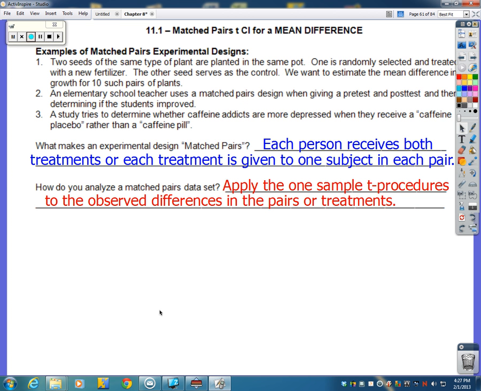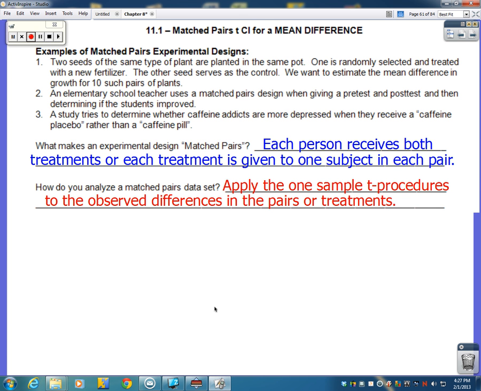So, a matched pairs design. Here are some examples of a matched pairs experimental design. We could say two seeds of the same type of plant are planted in the same pot. One is randomly selected and treated with a new fertilizer. The other seed serves as the control. We want to estimate the mean difference in the growth of 10 such pairs of plants. An elementary school teacher uses a matched pairs design when giving a pre-test and post-test and then determining if the students improved. And a study tries to determine whether caffeine addicts are more depressed when they receive a caffeine placebo rather than a caffeine pill.